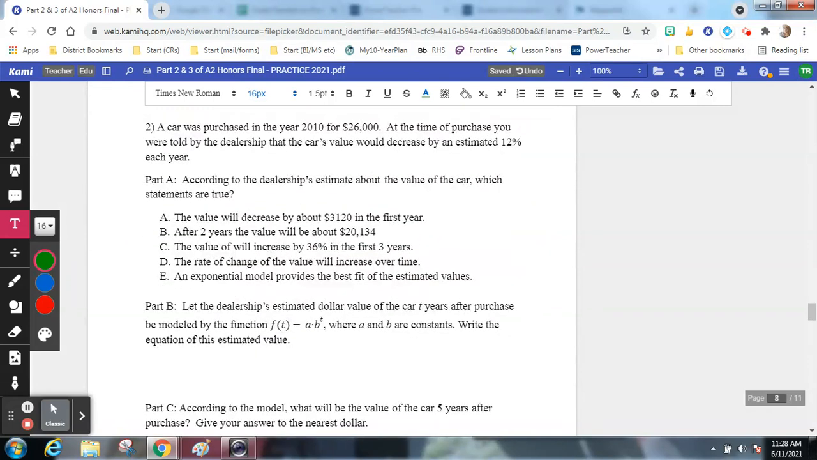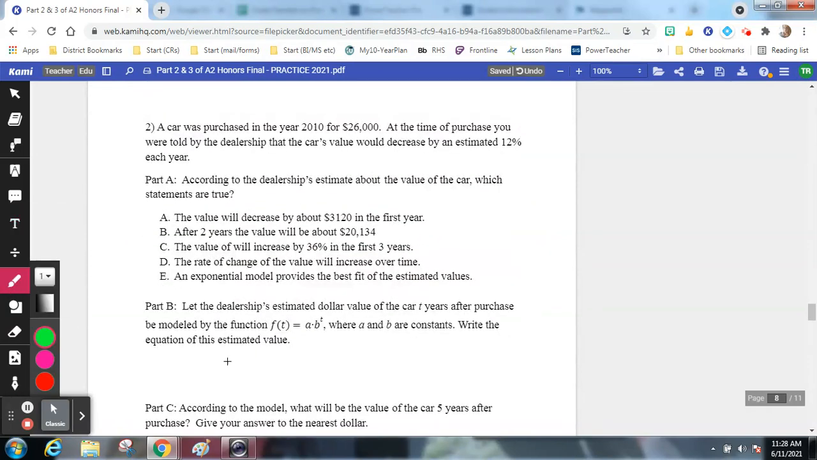All right, question 2. So I have a car purchased in the year 2010 for $26,000. At the time of purchase, we were told by the dealer that the car's value would decrease by an estimated 12% each year. So that's going to be important. According to the dealership estimate, which are true?